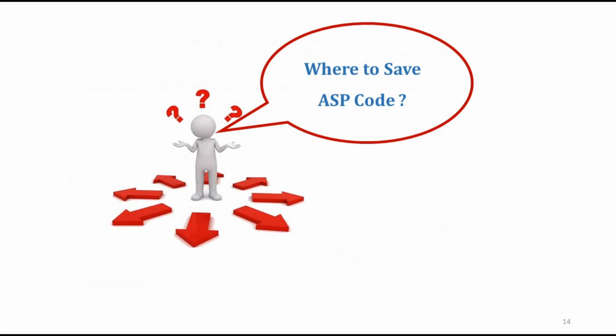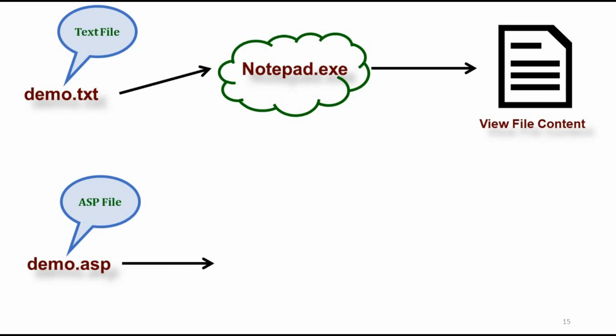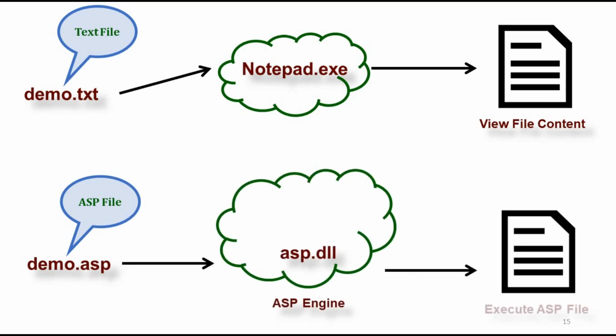Now, the next question is where to save this ASP code. To answer this, just try to understand this scenario. In any Windows operating system, if you save any file with the .txt extension, then by default, the operating system recognizes it as a text file and maps it with the notepad.exe application in order to open that file. Similarly, an ASP file is saved with the extension .asp and it will be mapped with the asp.dll file in order to execute. To do so, the concept of virtual directory is implemented.